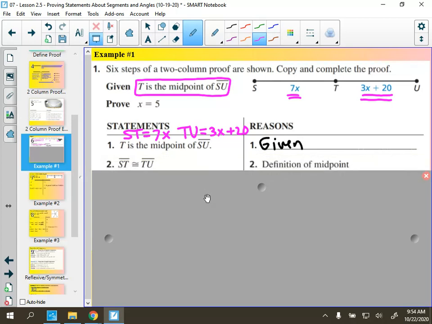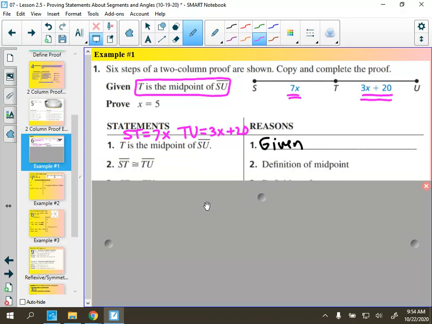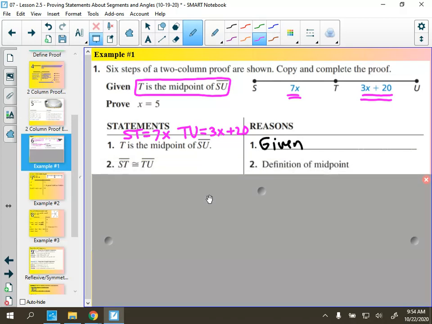So let's see what the next thing that happened. Whoever did this proof said, all right, the next thing I want to state is that segment ST, the physical segment ST, is congruent to physical segment TU. All right, that's what that's saying. I went through and just marked it. You could see I marked them as congruent. I used two tick marks to show that they were congruent. And the reason, I always need a reason, how did you know that was true?